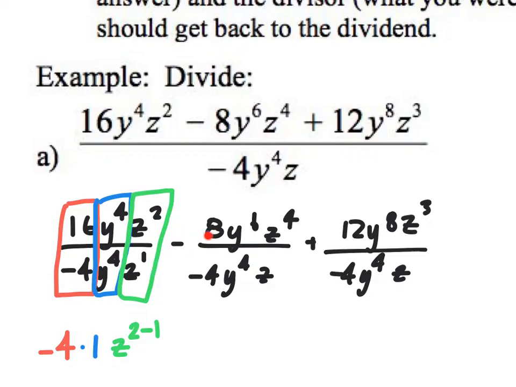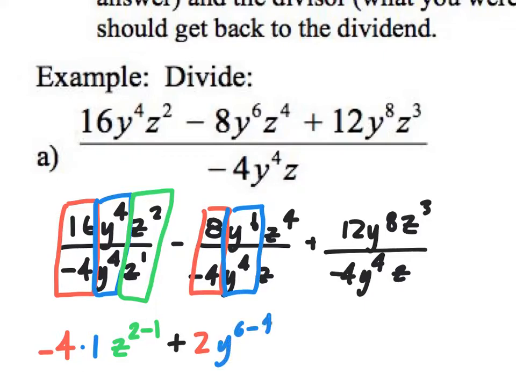On the next one, let's take a look at our numbers. I've got -8 divided by -4. That's going to give me +2. So I'm going to circle this up. It's going to give me +2. Let's look at my y values. y to the 6th divided by y to the 4th is going to give me y to the 6 minus 4 power.